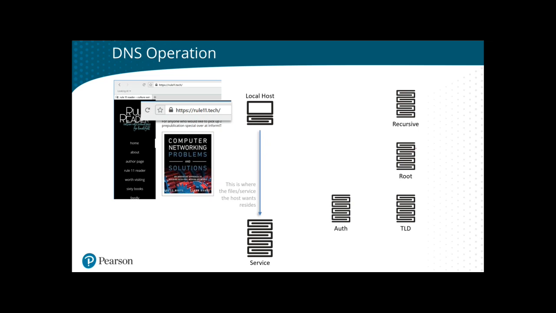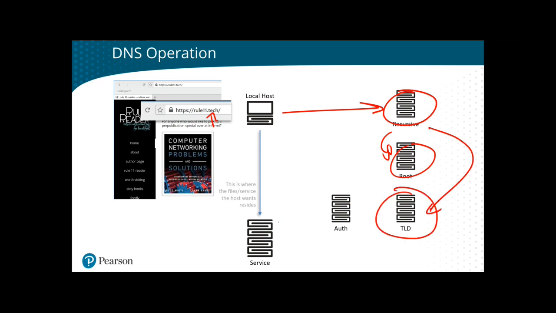All right, so now let's continue with our operation of DNS. The root server is going to respond to the recursive with the address of a TLD. So what happened first was the localhost asked the recursive server, where is this address? Where's rule11.tech? What happens here is the recursive server reads the address from right to left, and asks the root, where's .tech? The root is going to respond not with an IP address for the service, but with an IP address for what's called a top-level domain server.